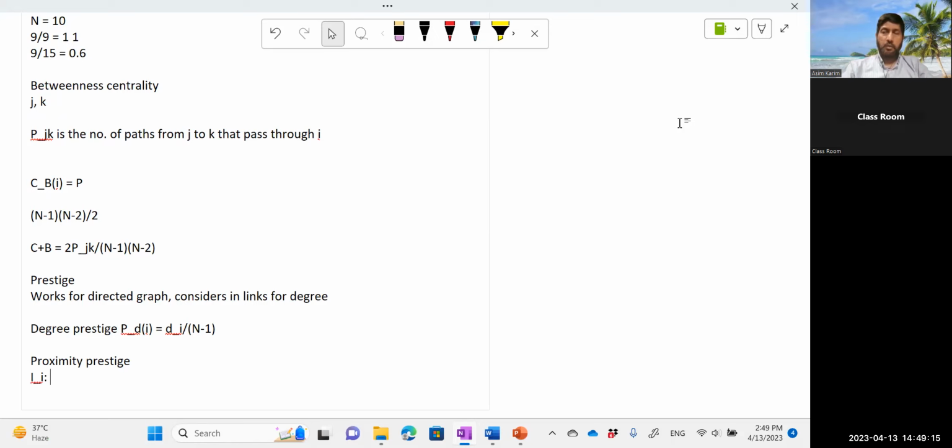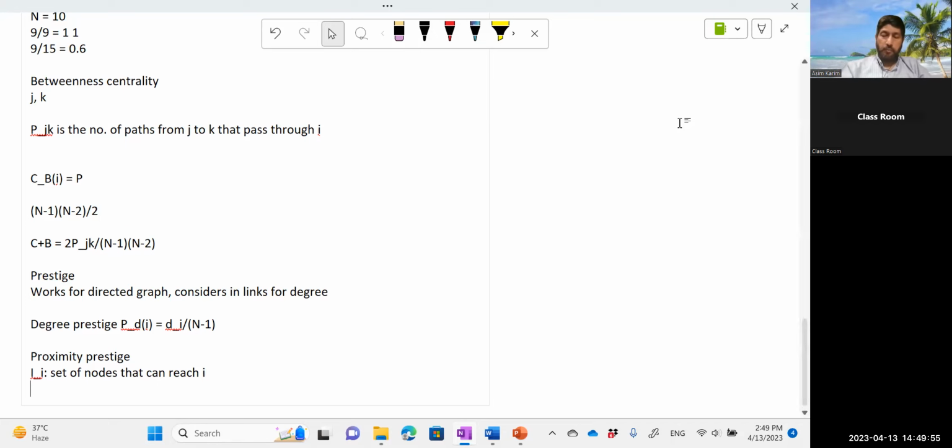Capital I sub I is the set of nodes that can reach I. Remember, it's a directed graph. So capital I sub I is a set of nodes that can link to I, meaning that they can approach I. The larger this number is, the more prestigious that node would be in the graph. We would like to quantify this idea.